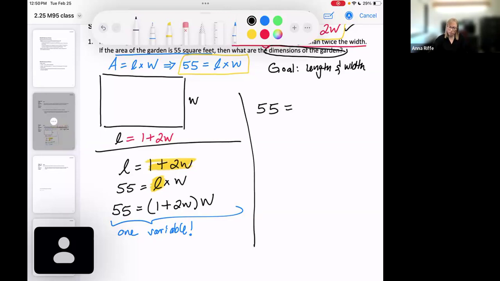55 is equal to, I'm going to distribute the W over the parentheses. 1 times W is W. 2 times W is 2W squared, because W times W is W squared. This is a quadratic, so it has a W squared and it has a W term. If ever I see a quadratic, generally I want to get 0 on one side, everything else on the other side of the equation. That's what I'm going to do here. Let's subtract 55.